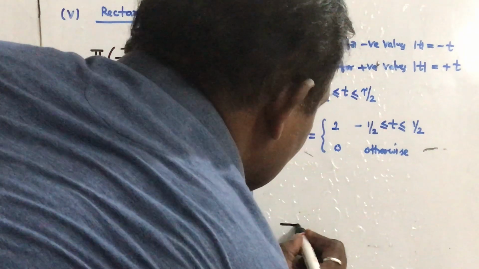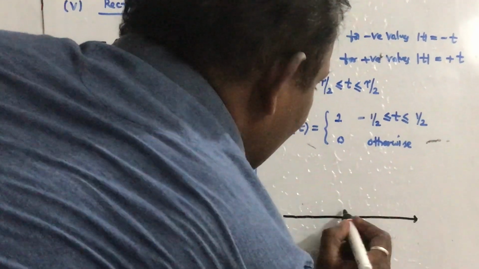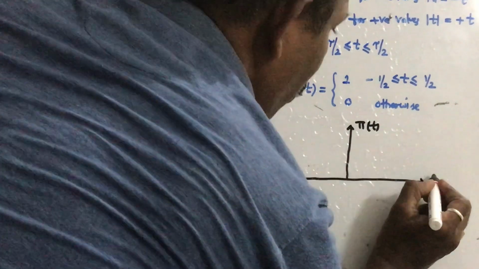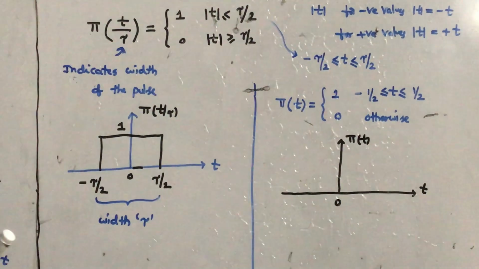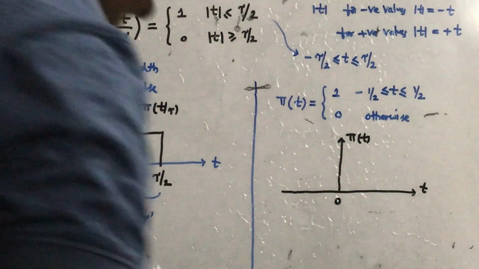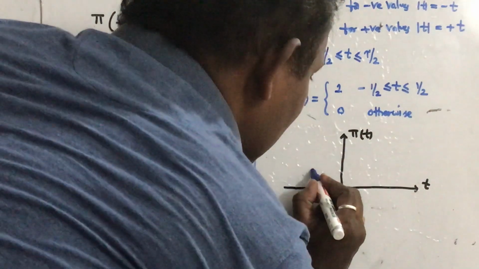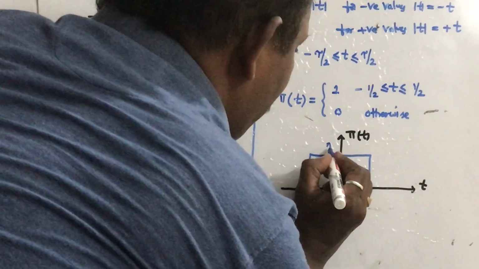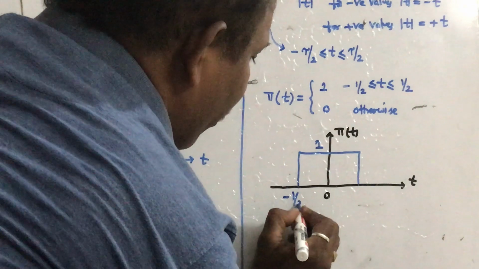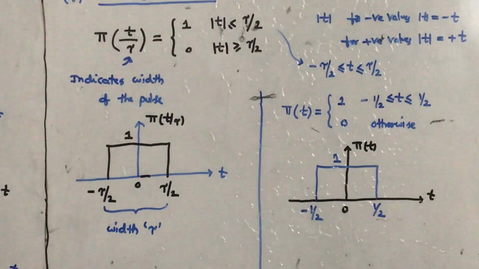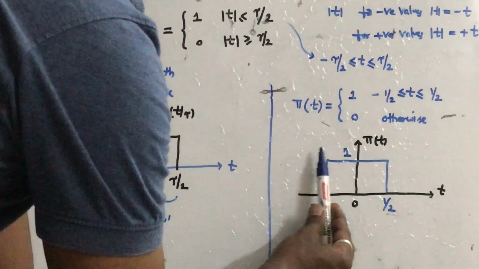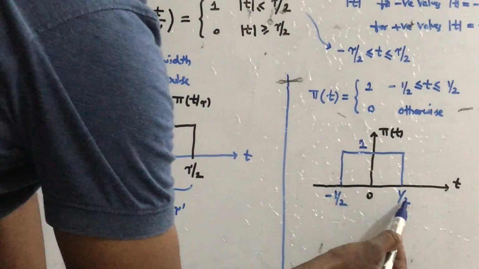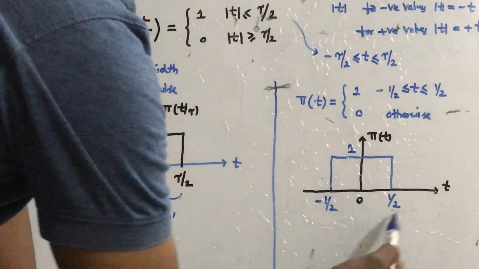So you can see that this is pi of t versus t, and this is 0. How to draw this rectangular pulse? This rectangular pulse is of amplitude 1. During which interval is it 1? From minus 1 by 2 to 1 by 2. So its amplitude is 1, and the pulse will not exist outside this interval. You can see the width of this rectangular pulse: 1 by 2 minus of minus 1 by 2. The width of the pulse is 1.